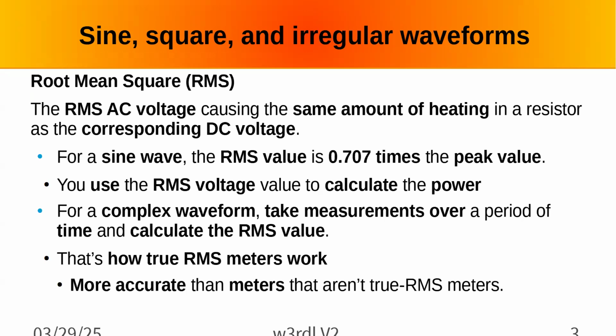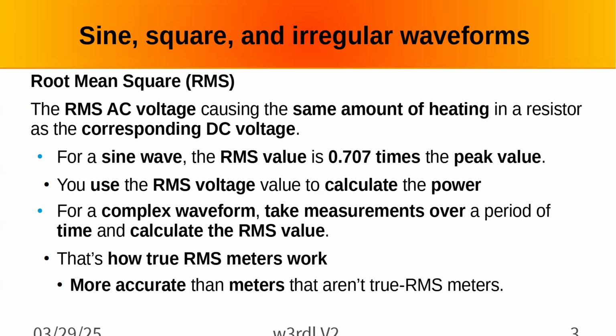Okay, so RMS is essentially a way of calculating the average voltage of an AC waveform. And for a sine wave, it's simple. It's 0.707, or 1 over the square root of 2, times the peak value, or half of the peak to peak value. When you have a complex waveform, you can't use that formula.